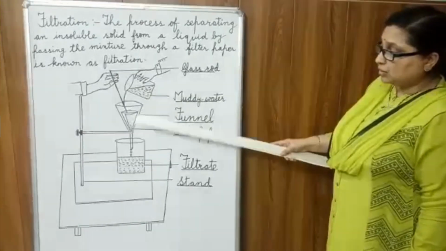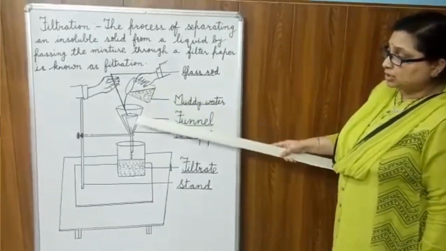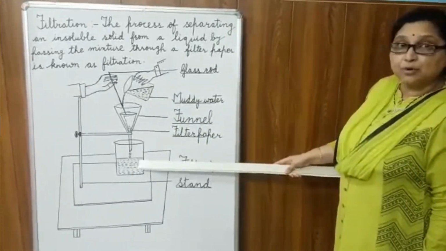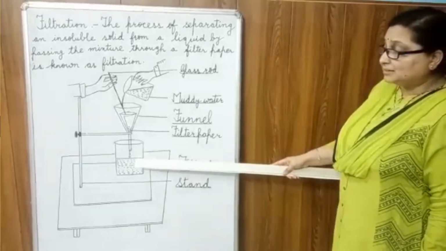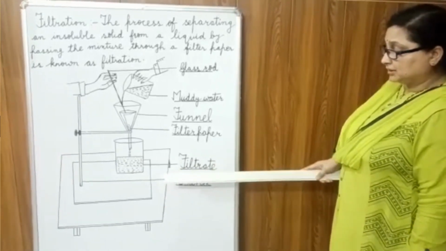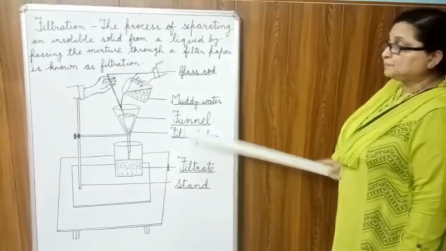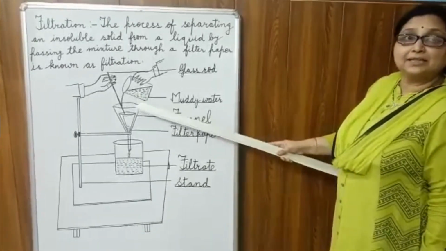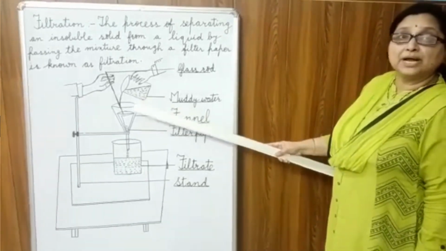What will happen now? You are able to see the muddy water is going down and you are able to see one more beaker down there. And that water is collected there in that beaker. That is known as filtrate. And the thing which will be collected in the filter paper is known as residue.